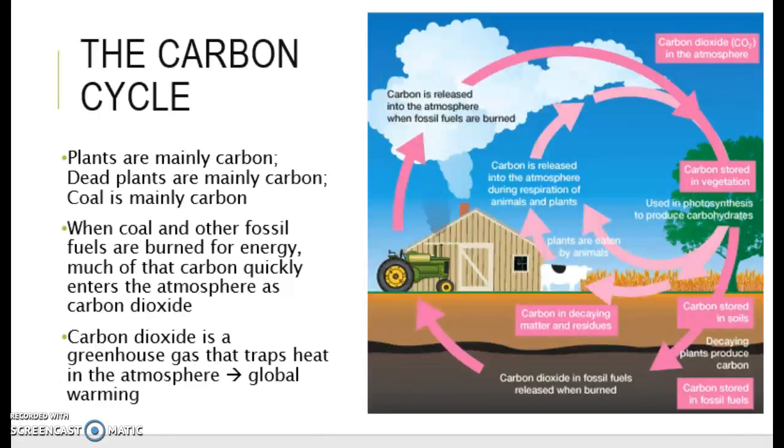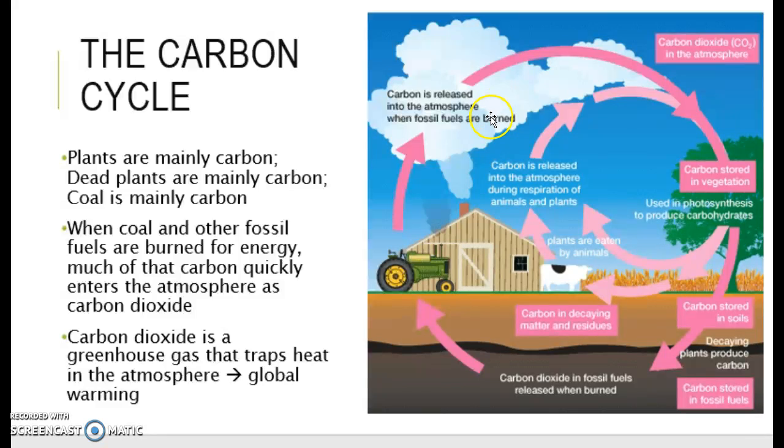The carbon cycle. We know that plants are mainly carbon. Dead plants are mainly carbon. Coal is mainly carbon. When coal and other fossil fuels are burned for energy, much of the carbon quickly enters the atmosphere as carbon dioxide. Carbon dioxide is a greenhouse gas that traps heat in the atmosphere and is something that's connected to what we know as global warming. So here's a cycle that's being shown over here where carbon is being released into the atmosphere when fossil fuels are being burned.